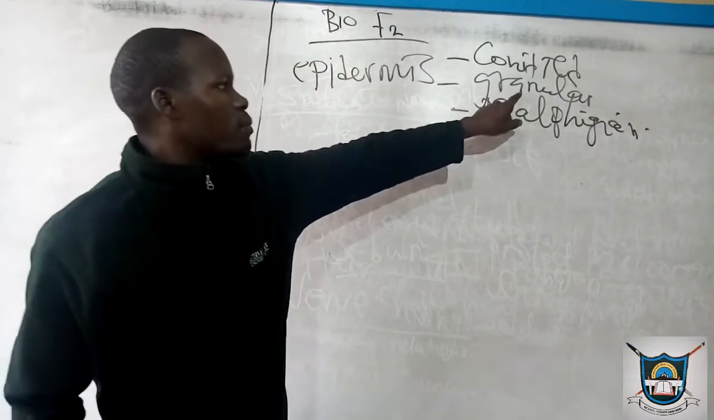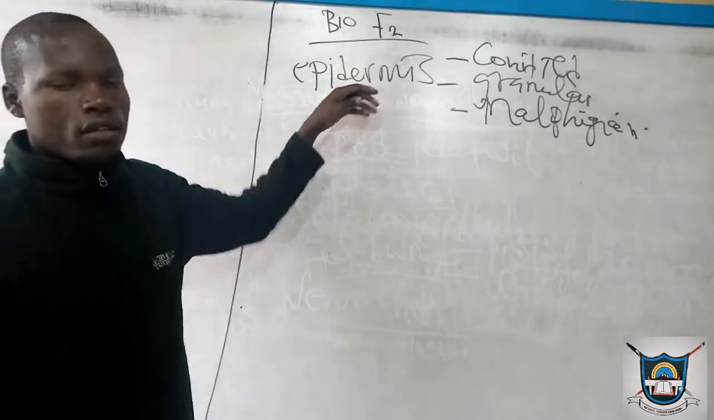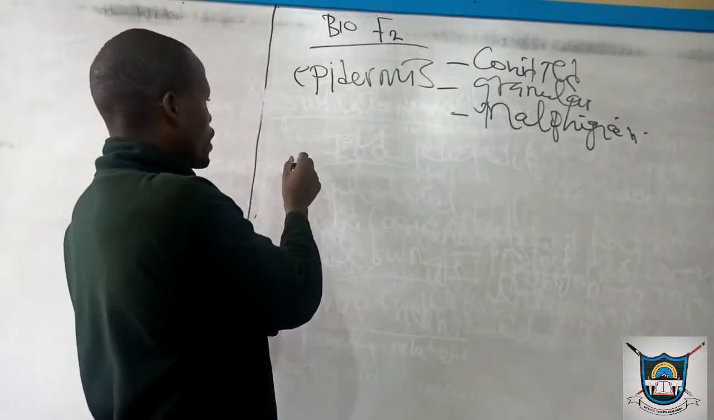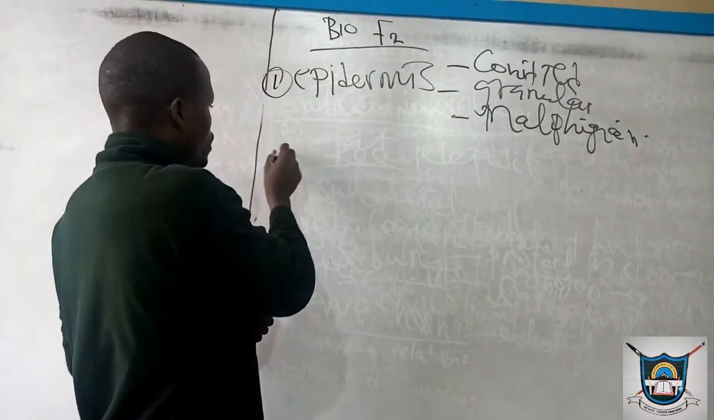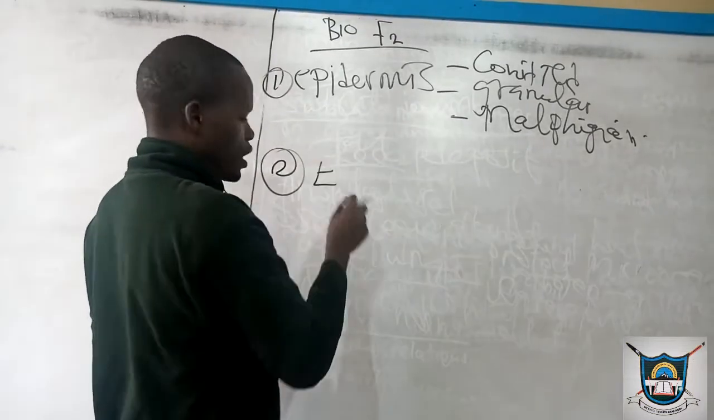Now it is these three parts which form the outer part of the skin, and then we also have the inner part of the skin, which we have seen. It is the dermis.